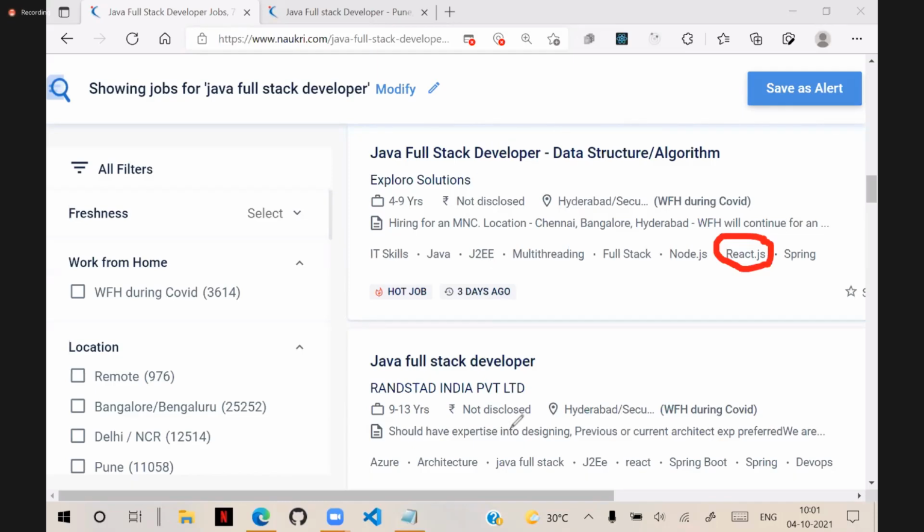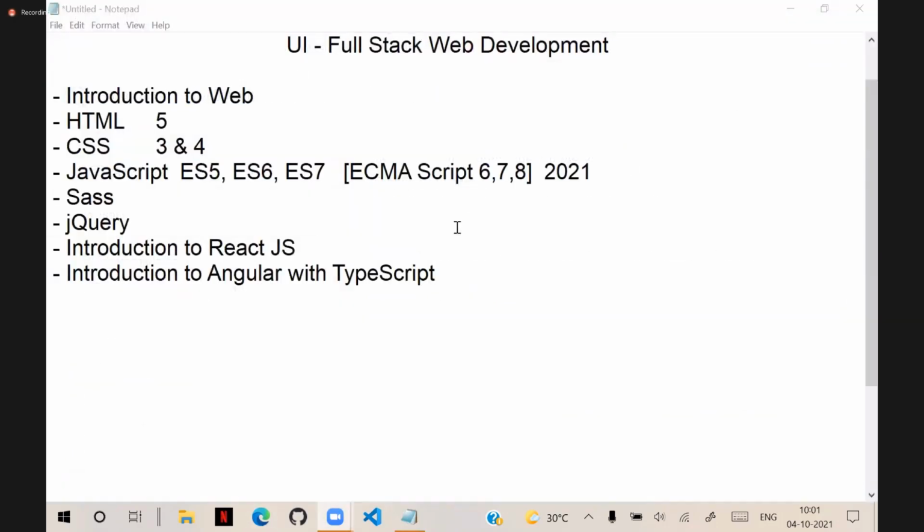But in this course, we are not going to learn these two. We are not going to learn Angular and React fully here. We are going to have an introduction to Angular and an introduction to React. Actually, Angular requires another language called TypeScript. I will give you the introduction to TypeScript and Angular here. So we will discuss this.